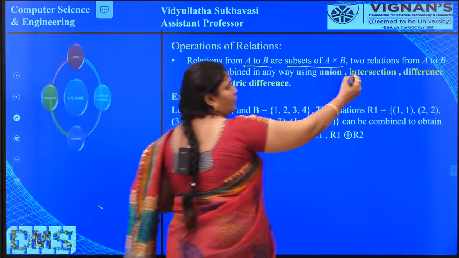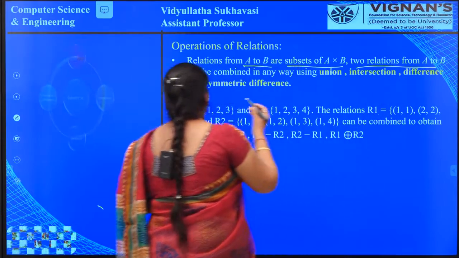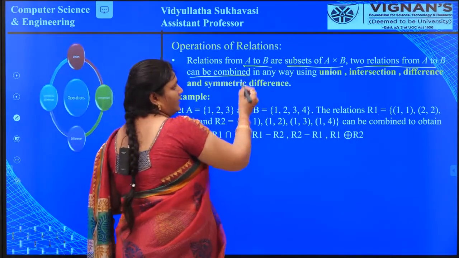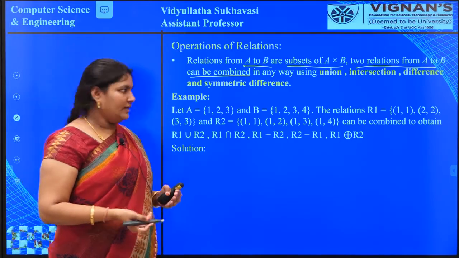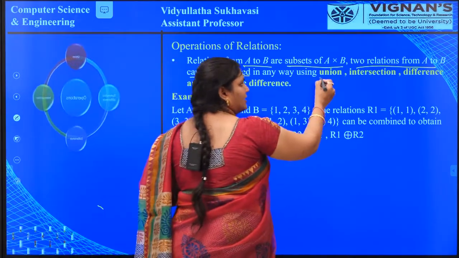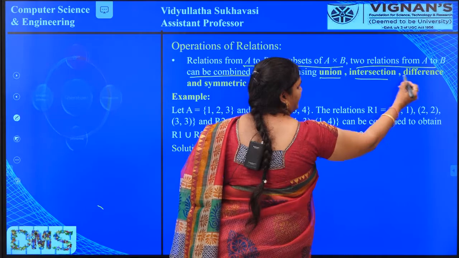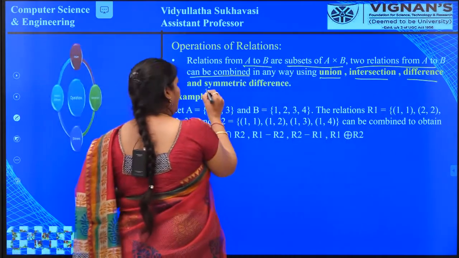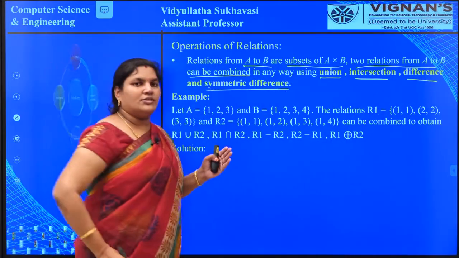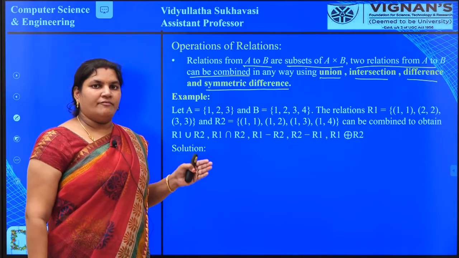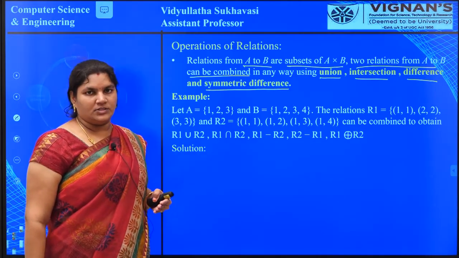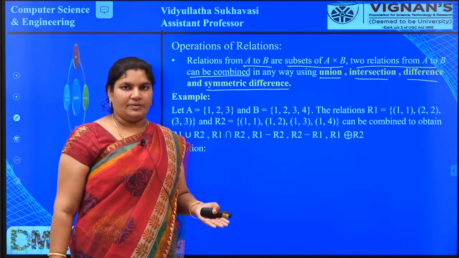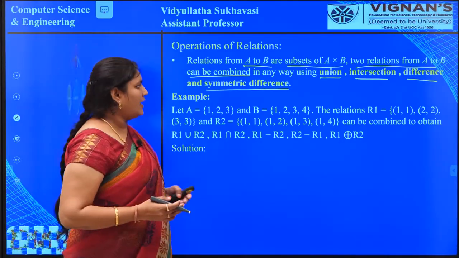Next, if two relations from A to B can be combined in any way, that is with the help of operations, then what are the operations we are performing? Union, intersection, difference and symmetric difference. So these are the four operations which we are going to apply on relations to combine them in any way. So what is the first one?